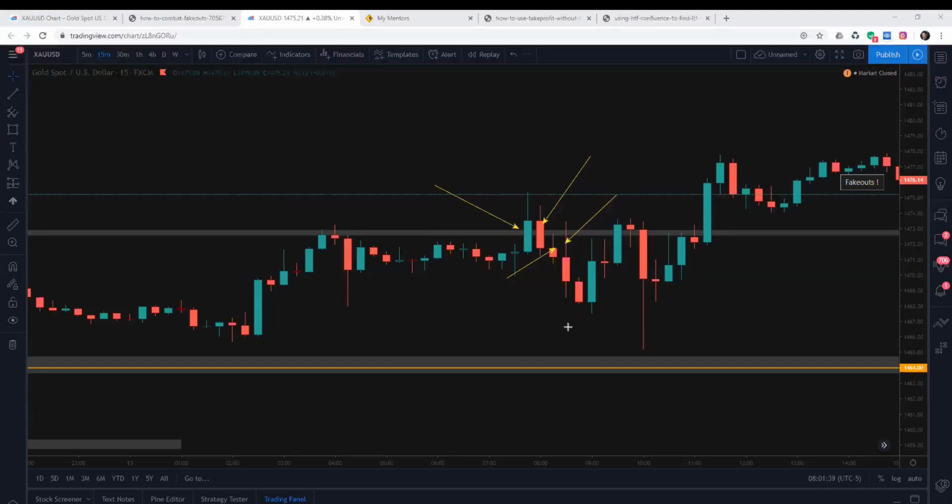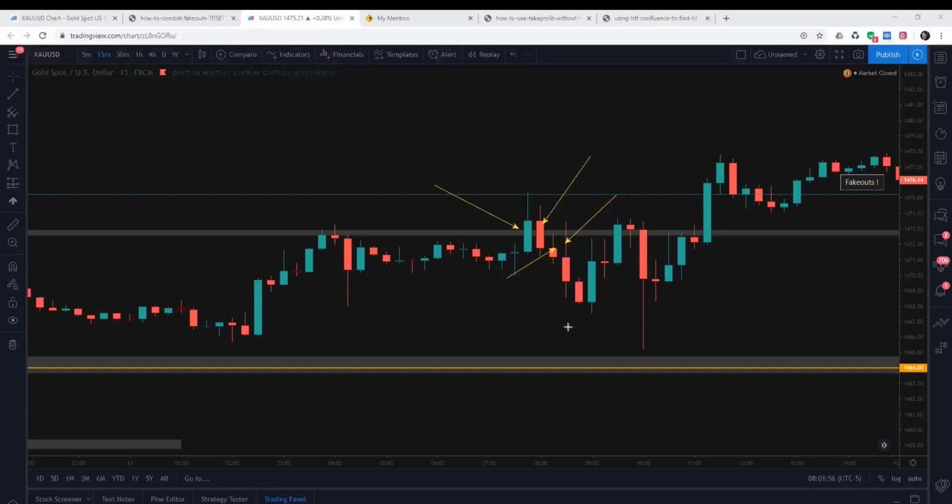Yeah, it's the same thing. I view the 30-minute just like that. 30-minute is much more strong. 15-minute is weak confirmations. 1 hour is too late, so I go with the 30-minute.